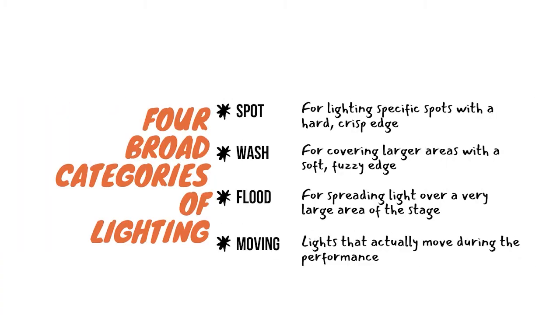There are 4 broad categories of lighting. Spotlights, for lighting specific spots with a hard, crisp edge between light and shadow. Wash lights, for covering larger areas with a soft, fuzzy edge between the light and shadow. Floodlights, for spreading light over a very large area of the stage. And moving lights, lights that actually move during the performance, either controlled by hand or remotely.